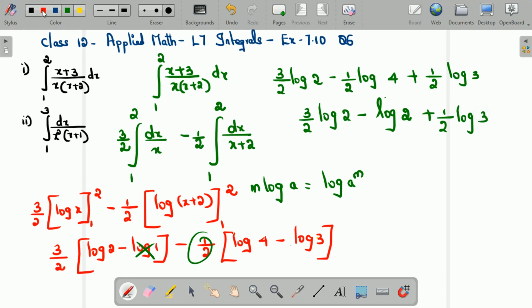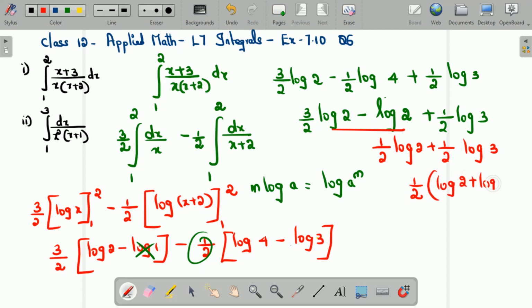So now this will be simplified as 3 by 2 minus 1. So I can combine this and write half log 2 plus half log 3. Now I can take the half outside. So this is half into (log 2 plus log 3). Remember log a plus log b is log ab. So this is half into log of 2 into 3, which is 6. So the answer for the first integration is half log 6.